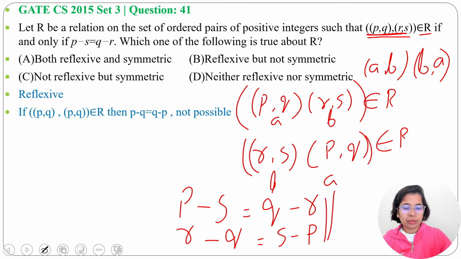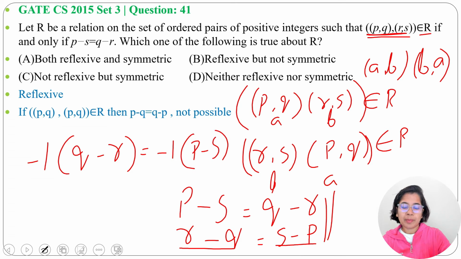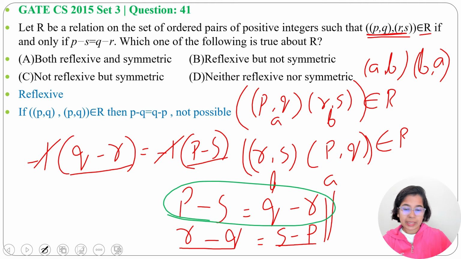Are both equal? Here in R minus Q and S minus P, we can multiply by minus 1. Minus 1 times (Q minus R) equals minus 1 times (P minus S). We just took minus 1 as common from both sides. Now we can cancel minus 1 from both sides. So Q minus R equals P minus S. Here it is the same: P minus S equals Q minus R. Hence the relation is symmetric.